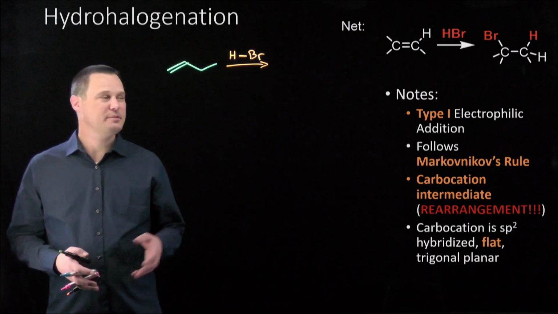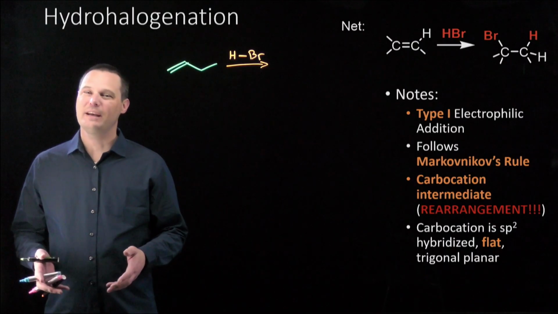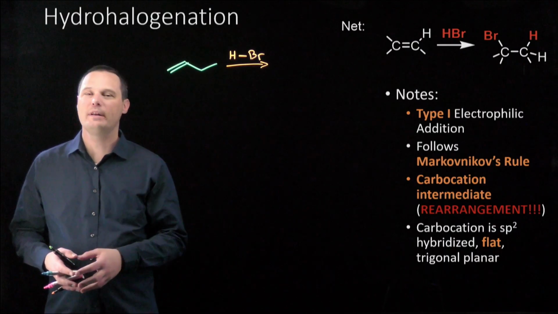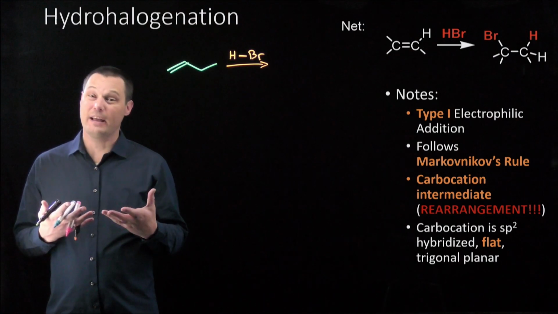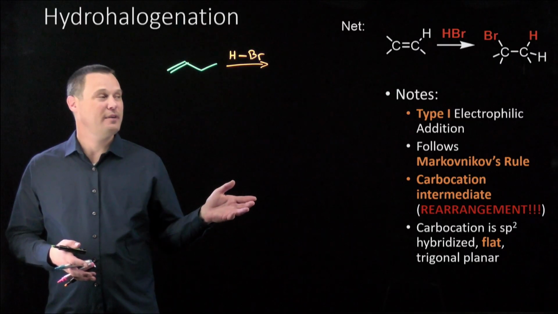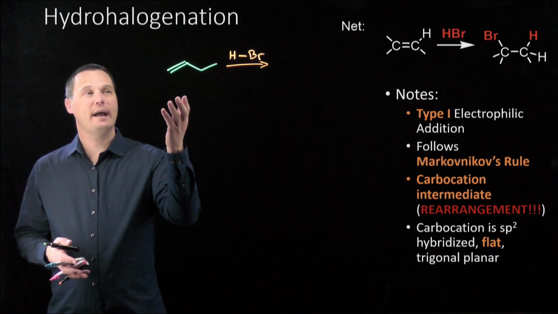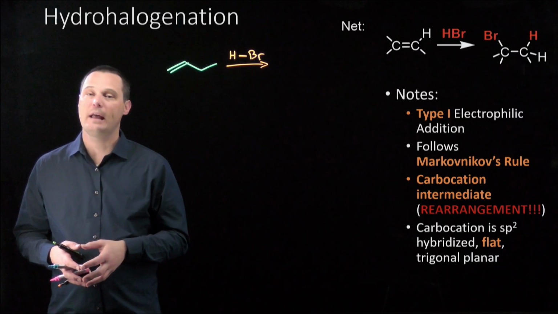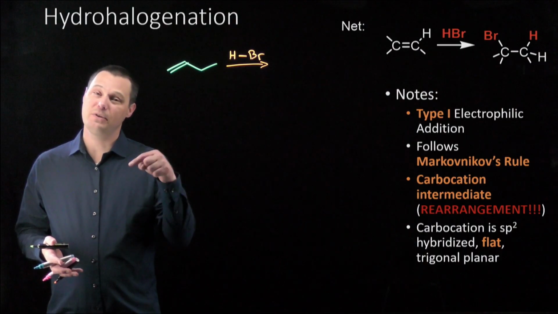Before we dig into the mechanism, let's take a look at a couple of reaction notes. The hydrohalogenation I classify as a type 1 electrophilic addition. That's a distinction that I invented. If you'd like to know what I mean by that, I have a video that I'll link to in the description below. This reaction follows Markovnikov's rule. When the alkene reacts, it will react to form the most stable carbocation possible. If you'd like a refresher on that, I also have that video linked below.